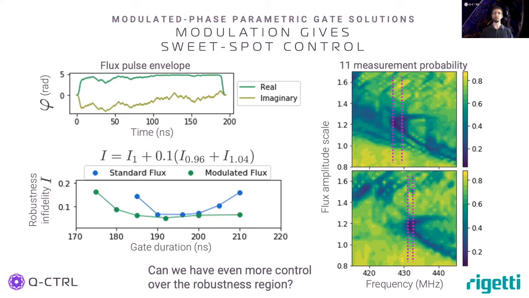The figure in the bottom left demonstrates, first, that a broader range of gate durations can be performed with amplitude robustness by using phase modulation, and second, that the breadth of the robust region is increased slightly for the optimal duration. The robustness infidelity is slightly improved for the best gate duration. On the right-hand side, varying the frequency and amplitude of phase modulated pulses can be observed in experiment to transform the shape and location of the sweet spot on the boomerang curve. Amplitude modulation can be used with similar effect to phase modulation. But can we have still more control over the robustness region?